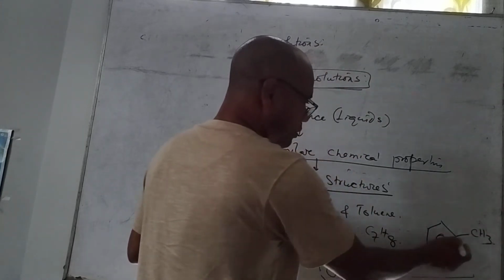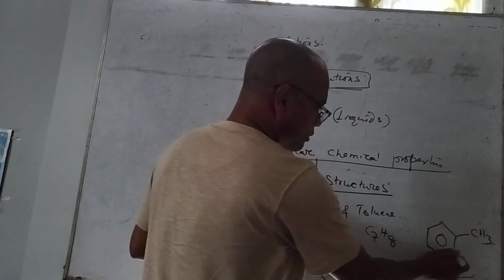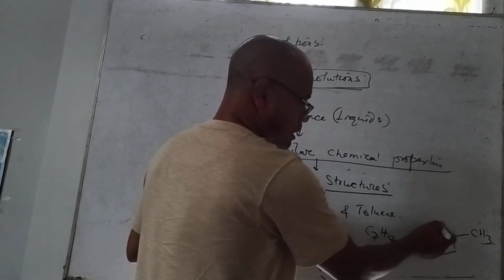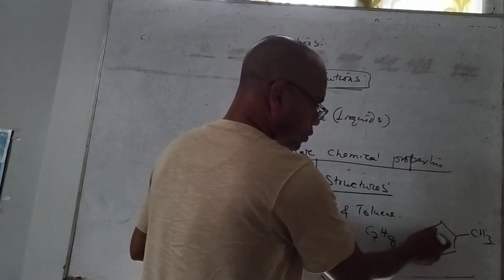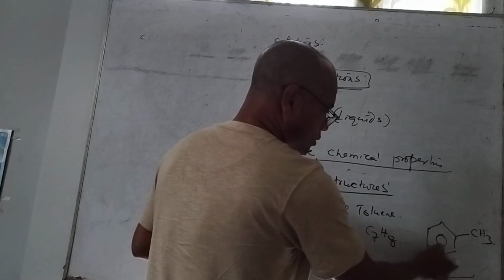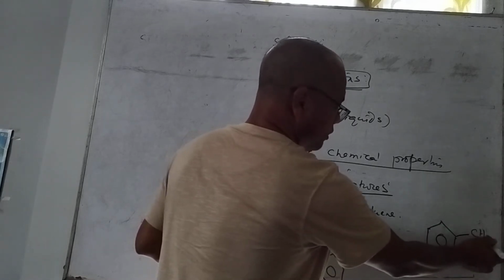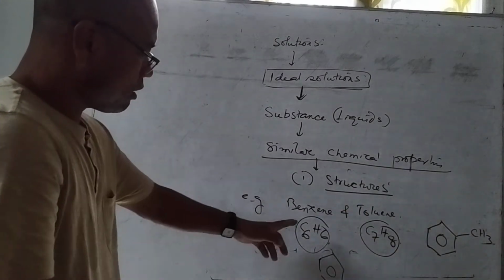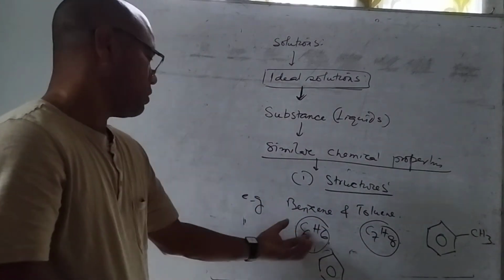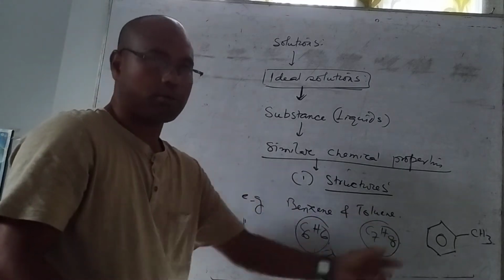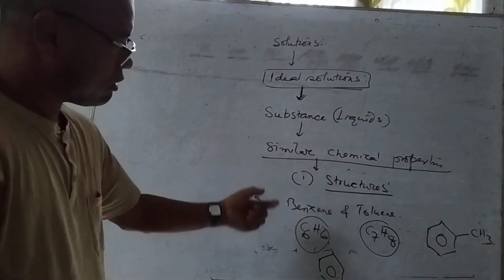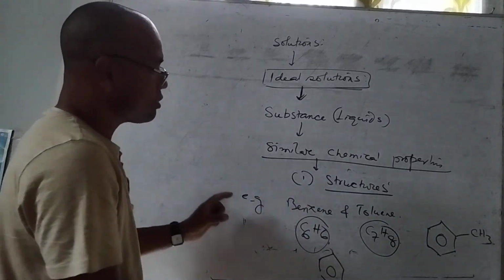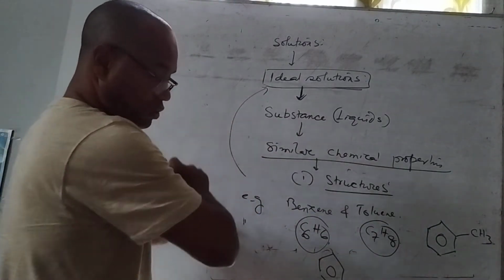How many carbons are here? 1, 2, 3, 4, 5, 6, 7. How many hydrogens? One hydrogen here, one here, 1, 2, 3, 4, 5. So 5 hydrogens here and 3 more hydrogens here, 8 hydrogens in total. It looks very similar: carbon here, carbon here, and hydrogen is also here. When we draw this structure, it also looks very similar. So that type of mixture we can consider an ideal solution.